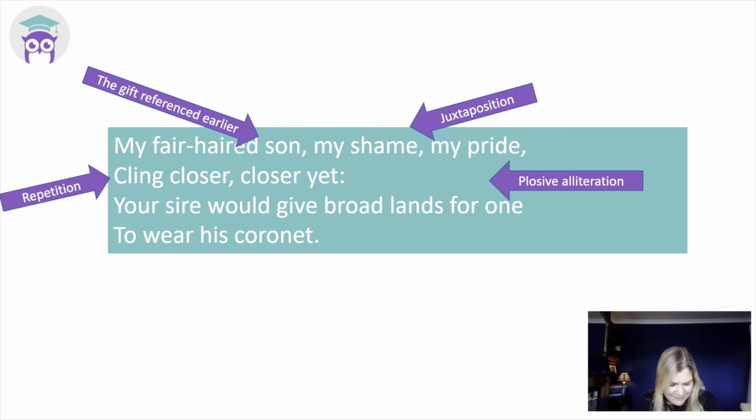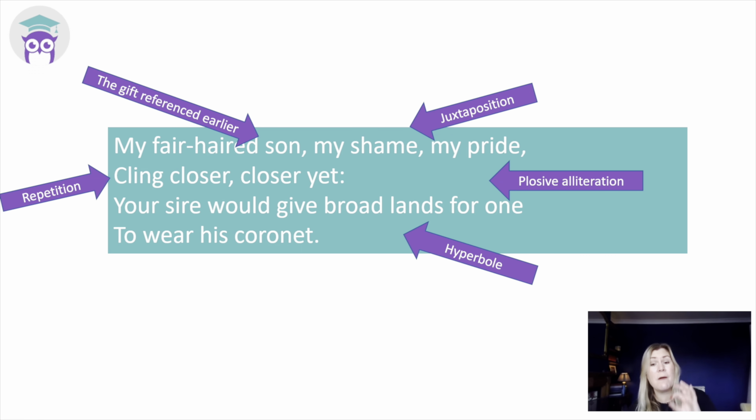And now we get the really bitter lines. Your sire would give broad lands for one to wear his coronet. So you've got this hyperbole of the broad lands, like this is what would be given. You would give out anything for this, to wear his coronet, i.e. to have a son. So there's this sort of jealous twist at the end of the poem where she's almost like, you're not able to reproduce an heir, which is of course at that time very, very important, particularly for upper class families. And she's like, but I've already done it. So you get this sort of little bitterness at the end.